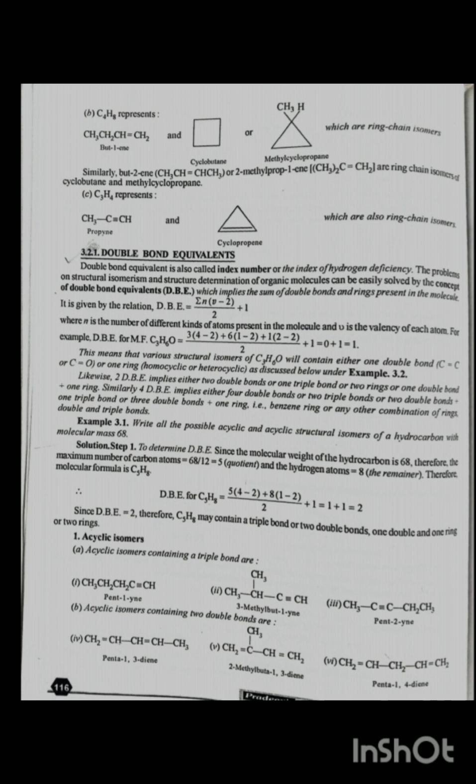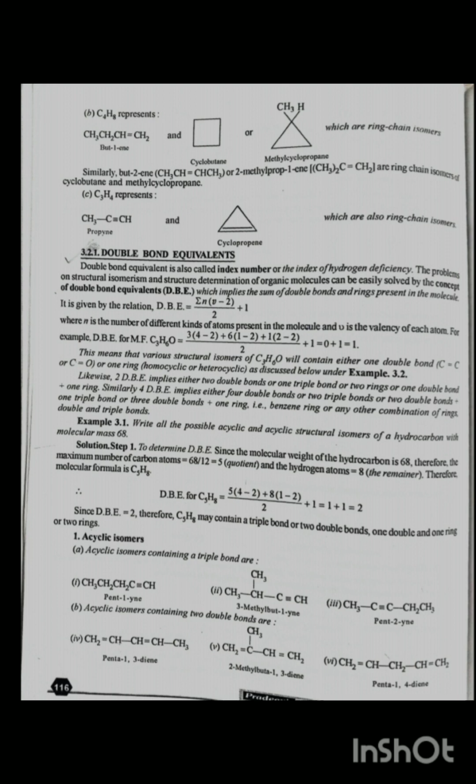DBE for C5H8 equals [5(4 − 2) + 8(1 − 2)]/2 + 1 = 1 + 1 = 2. Since DBE equals 2, C5H8 may contain a triple bond, or two double bonds, or one double bond and one ring, or two rings.